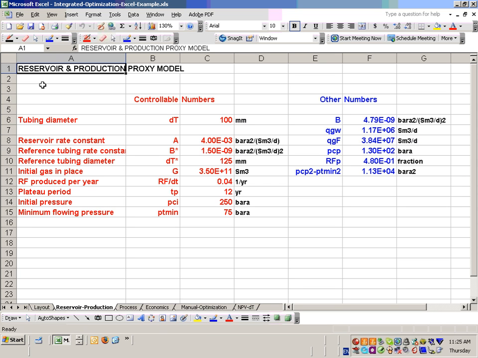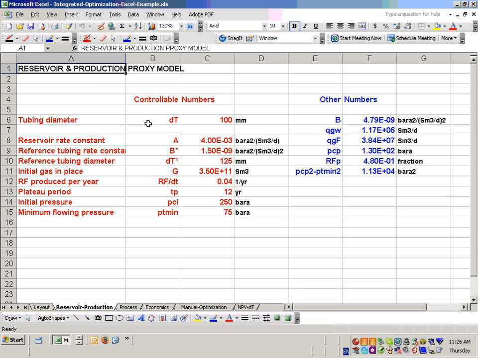This is our model for the reservoir and production proxy model. The main control variable that we'll look at will be this tubing diameter. In this spreadsheet, and in all of my spreadsheets, any number that's in red, I've also made the text red. Any number that's in red, you can change, and everything should work. If it's not red, don't screw with it, okay? It's up to you. But if it's red, you can change it.